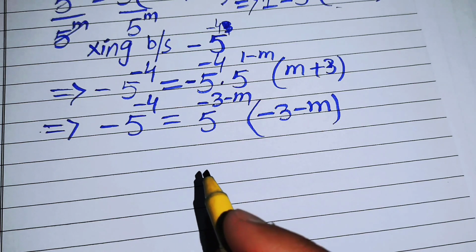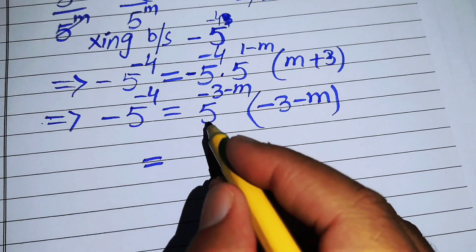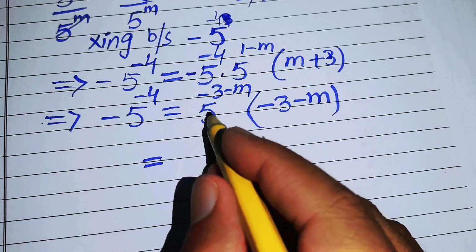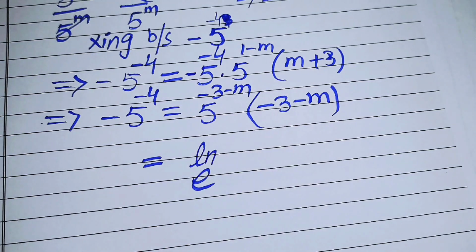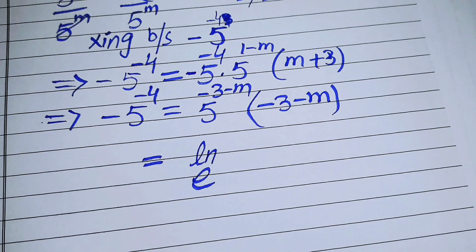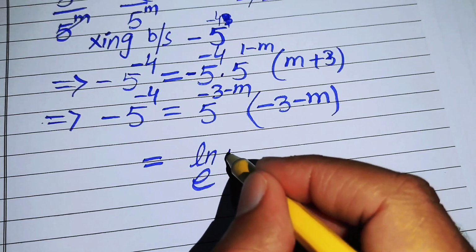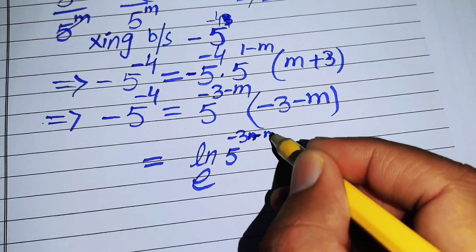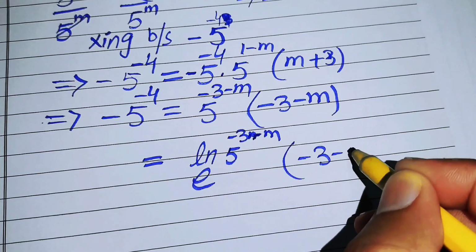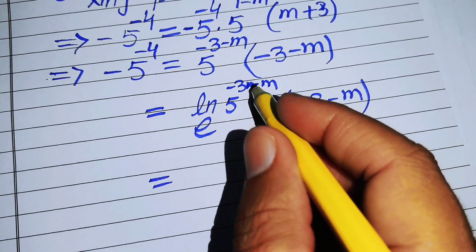So in the next step we will just take the log and anti-log at the same time. We will write this 5 to the power of minus 3 minus m as e to the power of log, because you know that e is the anti-logarithm of log. So when it occurs at the same time, these cancel each other. Now we can write e to the power of log into 5 to the power of minus 3 minus m, into we have minus 3 minus m.